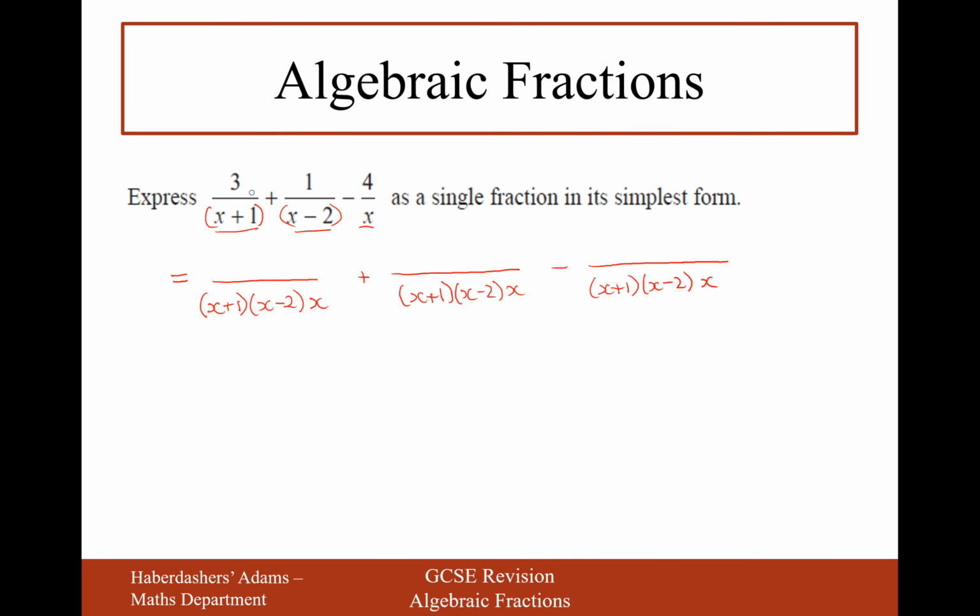Okay, so let's have a look at the first one then. The first one has a 3 on its numerator already, but what doesn't it have on the denominator? Well, it already had x plus 1, but it didn't have these 2 bits here, so I'm going to write x and x minus 2.